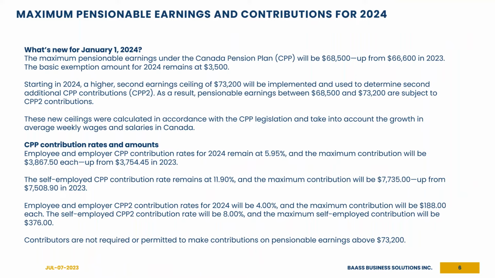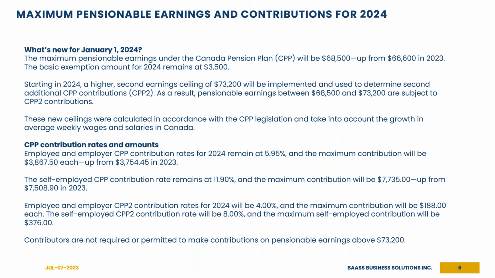Released on November 1st of 2023, the CRA announced maximum pensionable earnings and contributions for 2024. What you see on your screen are the changes that were released on November 1st. The maximum pensionable earnings under the Canada Pension Plan will be $68,500, up from $66,600 in 2023. The basic exemption amount will remain the same, which is $3,500.